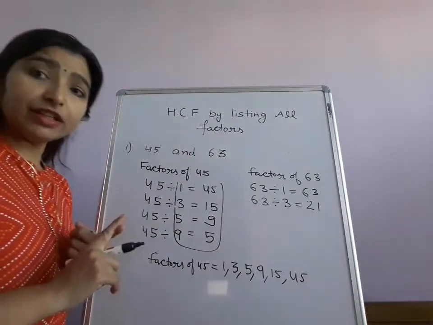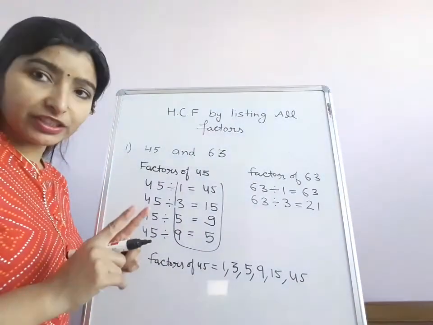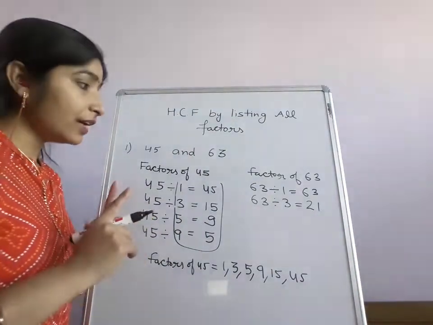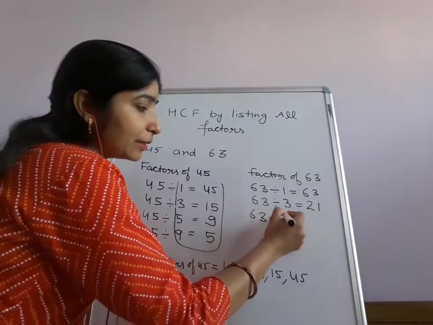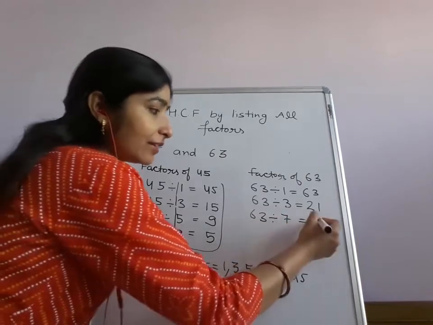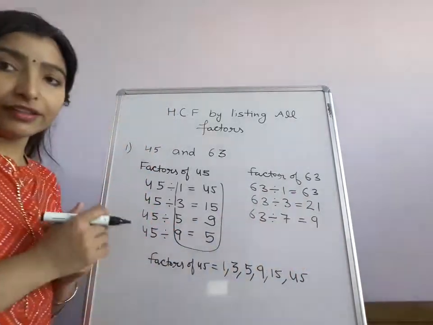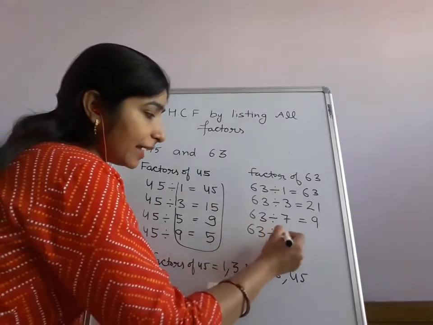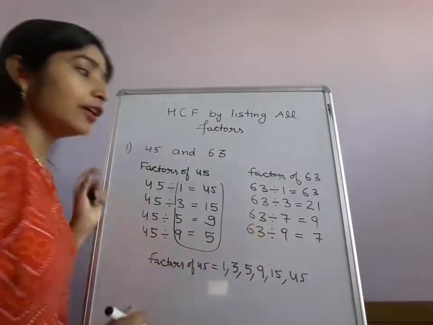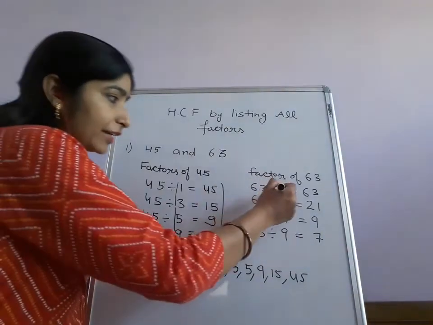Now 63 is not divisible by 4, 5, 6. No. 7. Yes. 63 is divisible by 7. 7 nines are 63. And 8, no. 63 is divisible by 9 also. So I told you, up to 9 you will check.